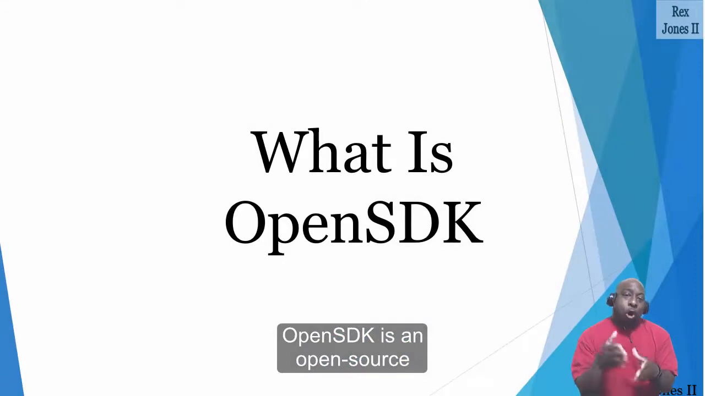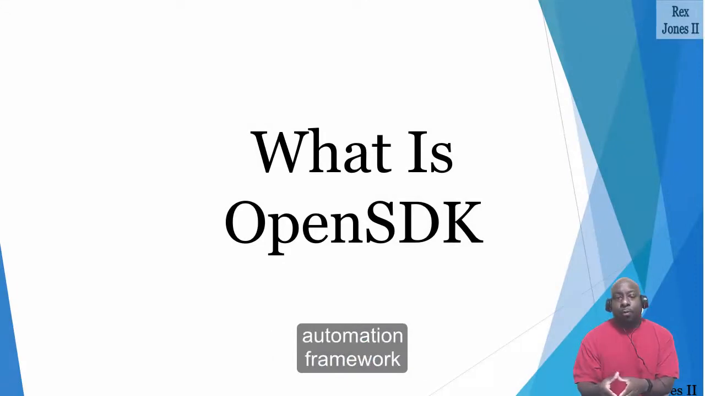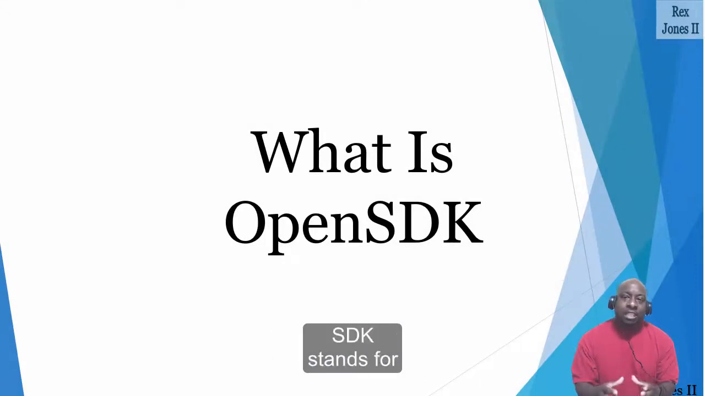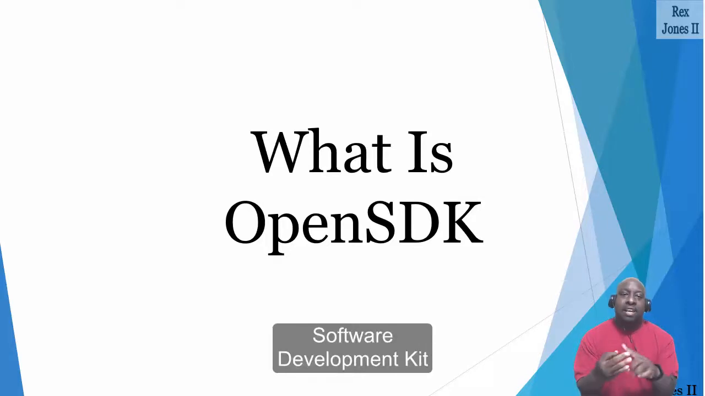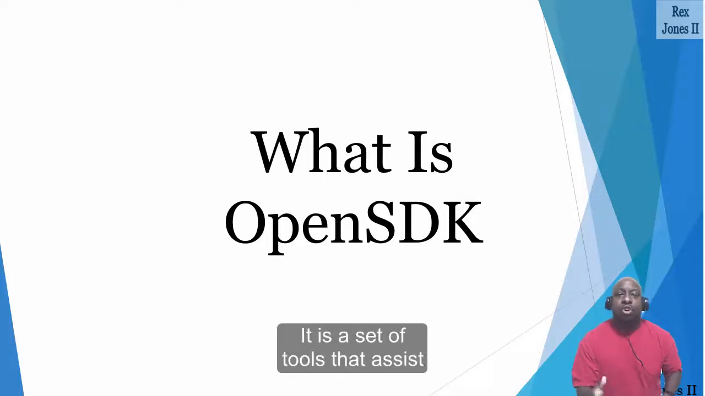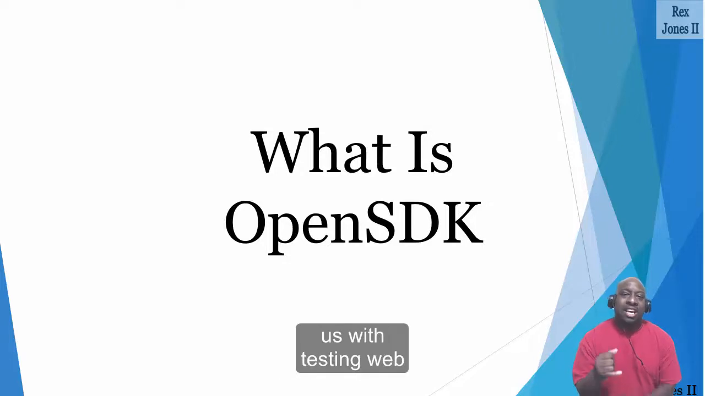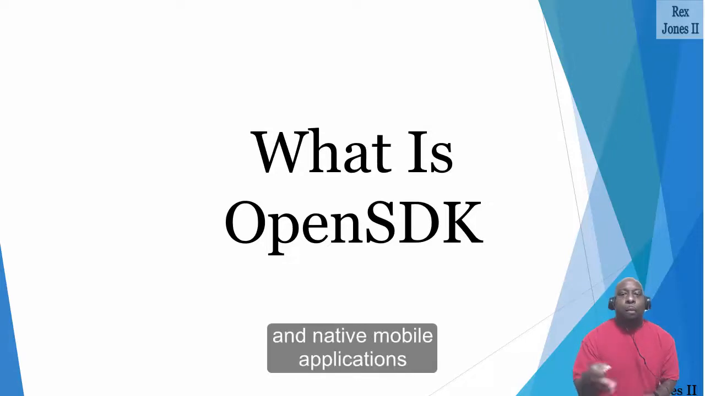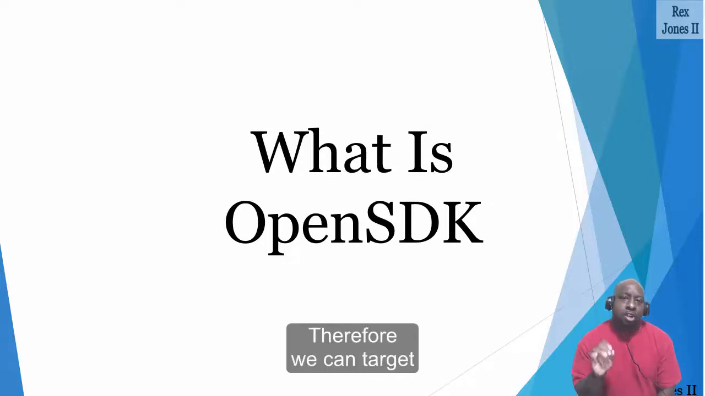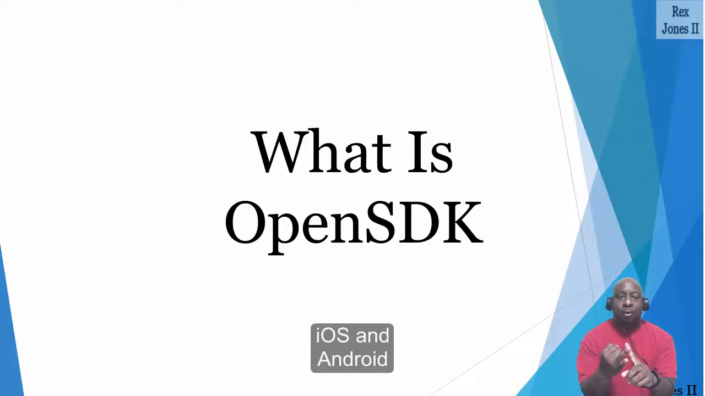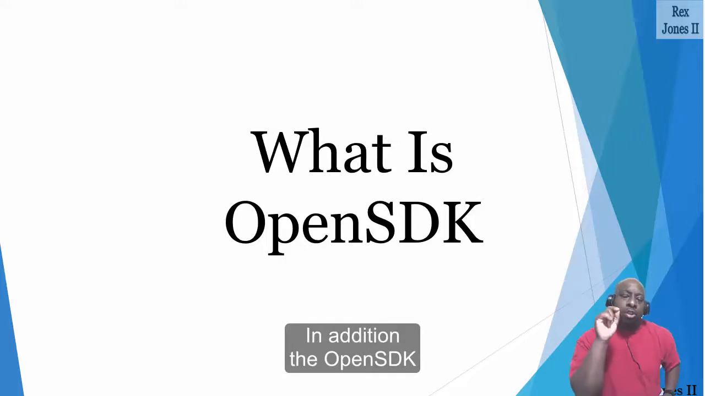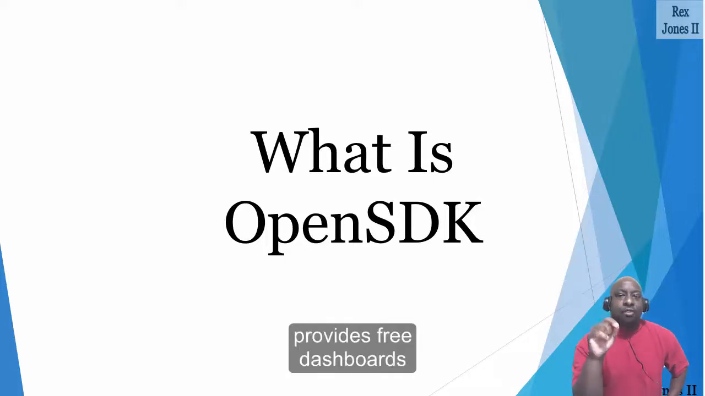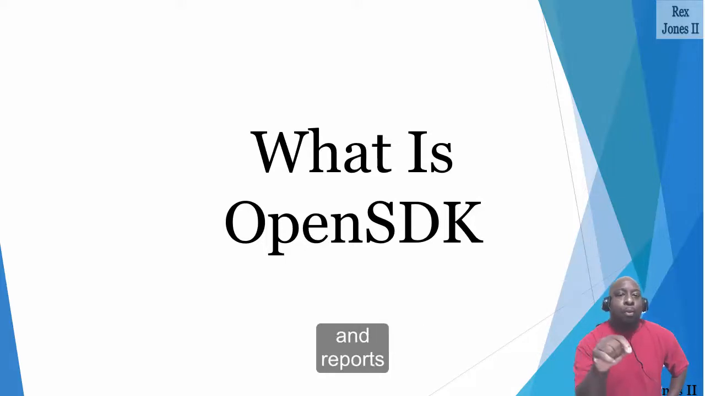OpenSDK is an open source automation framework. SDK stands for Software Development Kit. It is a set of tools that assist us with testing web and native mobile applications. Therefore, we can target iOS and Android. In addition, the OpenSDK provides free dashboards and reports.